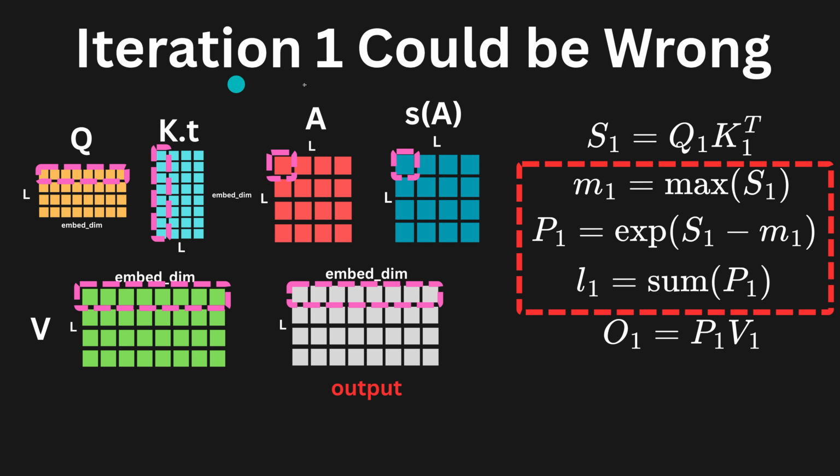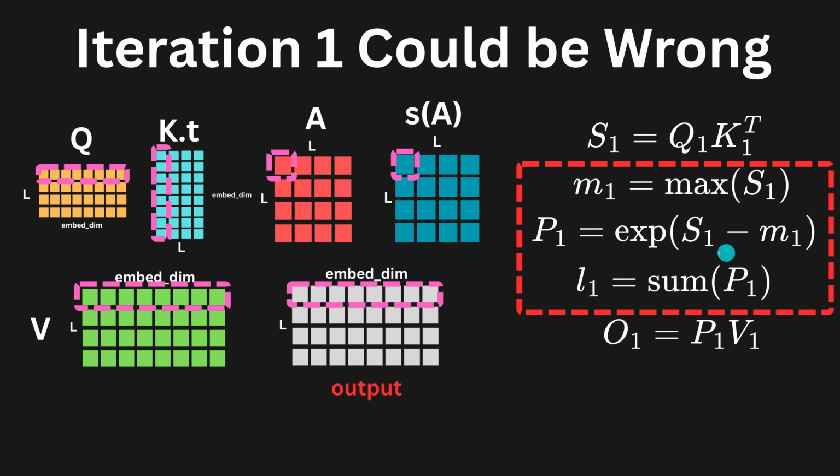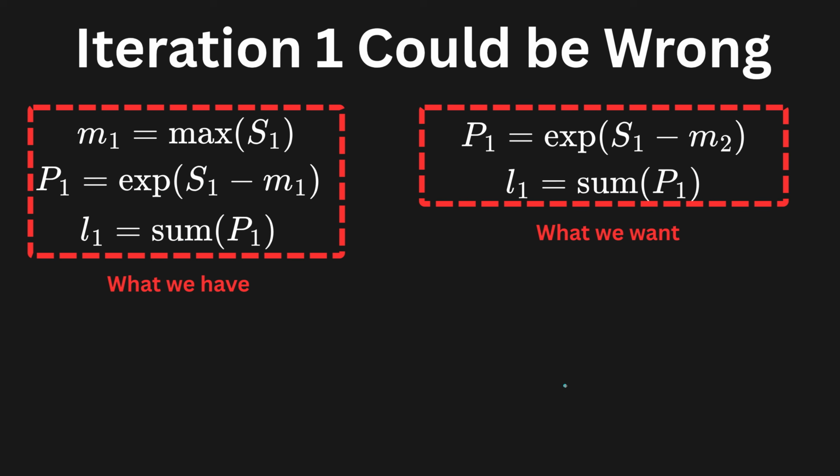But the problem is this, iteration 1 again could have been wrong, because we wanted S1 minus M2. This is what we should have, because M2 is my new max. What we did is S1 minus M1. So if P1 is wrong, then L1 is also wrong. And then of course, if P1 is wrong, O is also wrong, but we'll get to that. We'll get to fixing that later on. So what do we have? M1 is max, P1 is exp S1 minus M1, L1 is the sum of that. What I want is P1 is just exp S1 minus M2, and L1 is the sum of that. So it's again the same discrepancy.